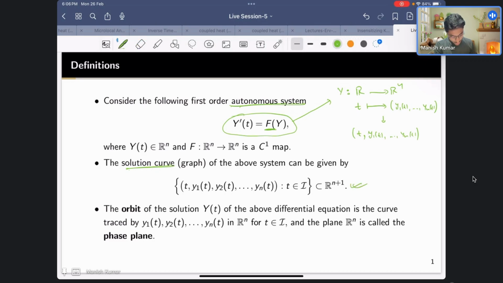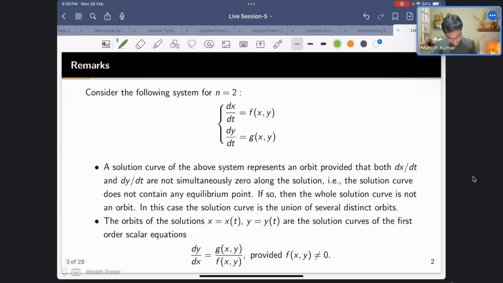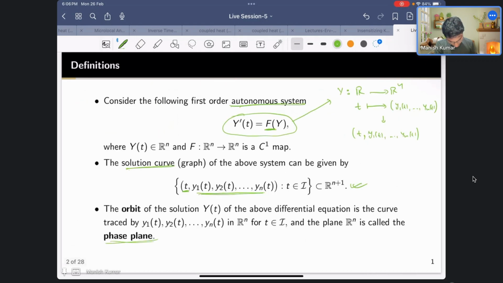Now we'll be looking at the orbit of the solution. In the orbit we omit this t, so we just look at the projection on this Rn. And this space Rn, which contains these points, is called the phase plane. We'll see what these notions are more precisely in some examples very soon. Let us see what these notions mean, and how to calculate this orbit for a system of first order differential equations.